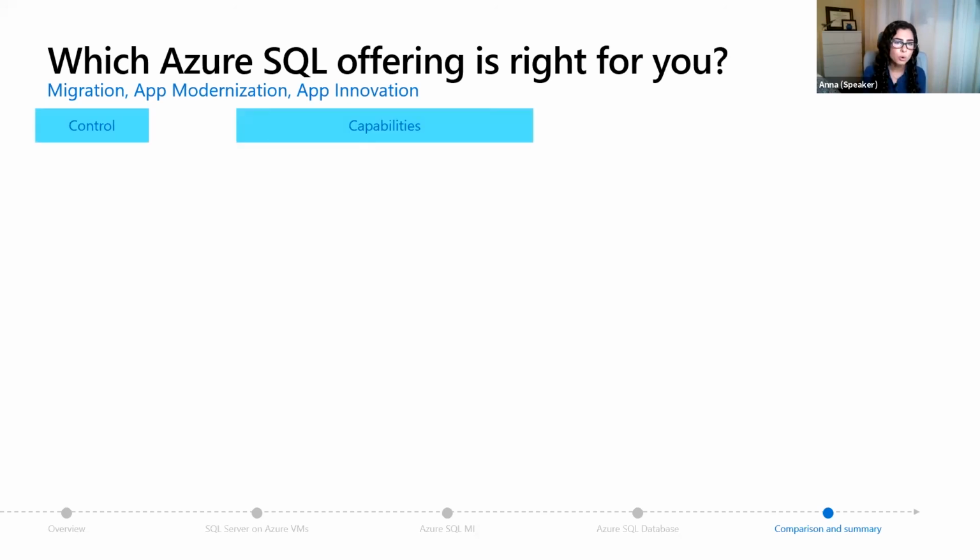What type of control do you want, right? That's customer managed, you manage it, or Microsoft managed, we manage it. And then what kind of capabilities you need.